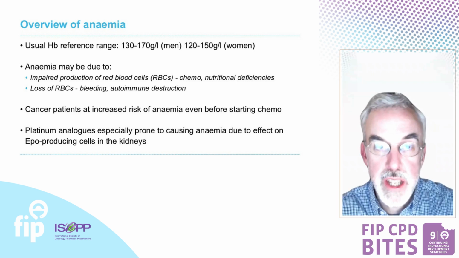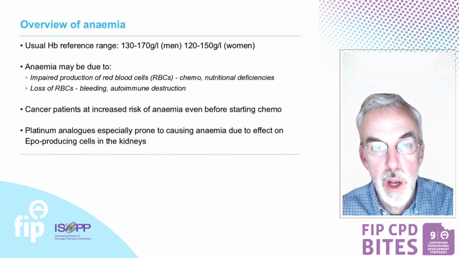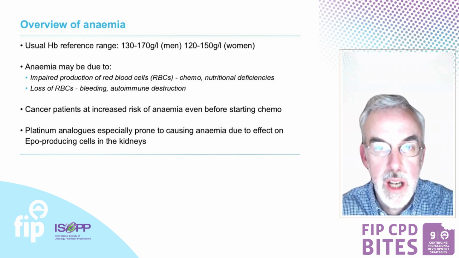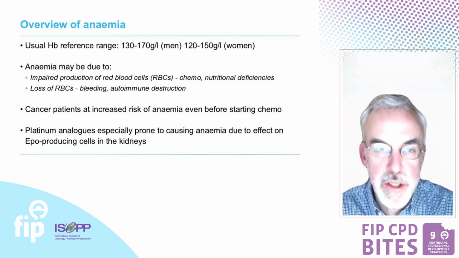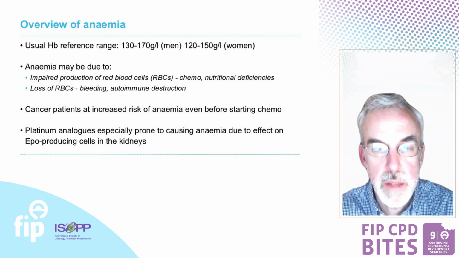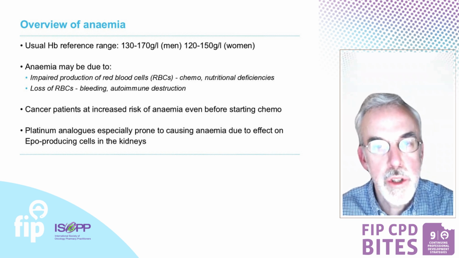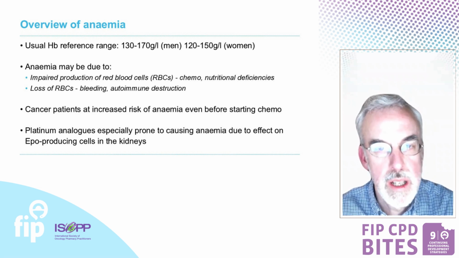Anemia would be defined as a hemoglobin that falls below the reference range. And the usual hemoglobin reference range is shown on the slide. And as you see, it varies between men and women. Although I would emphasize that clinically significant anemia in cancer patients would not be expected to be seen until hemoglobin levels were quite a bit lower than these numbers.